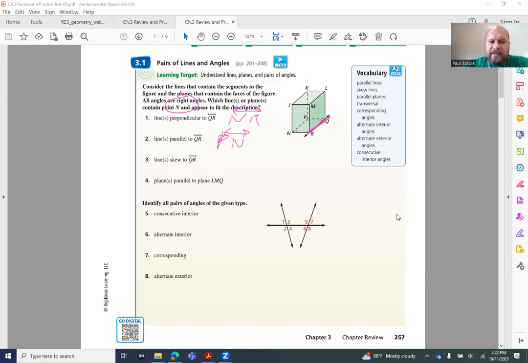All right, then it says lines skew to QR. So again, still using QR here, but now we want lines skew to QR. So there's several lines skew to QR. For example, MN, KL. We also have KP and JN. Now, out of those, which one is skew and goes through N? The only one is JN. So JN is our skew line that goes through N and is skew with QR.